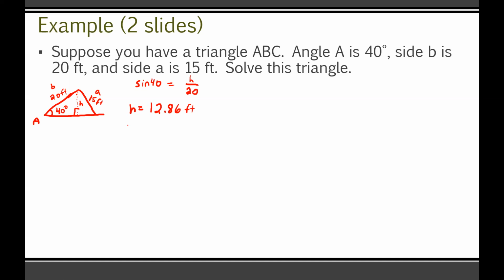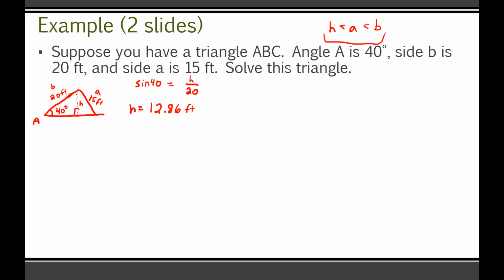Now, what do you notice? Write these out in order. What's the smallest side that we were given here? It looks like it was the height, so height is the smallest. The next smallest is side A at 15 feet, and the next smallest is side B at 20. Uh-oh, we have an ambiguous case. Oh dear, this is our first ambiguous case that we are actually going to have to solve, right?